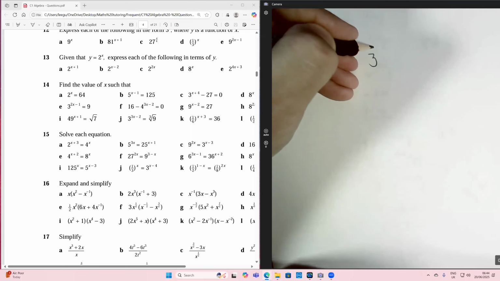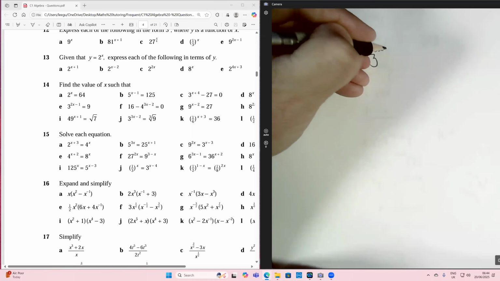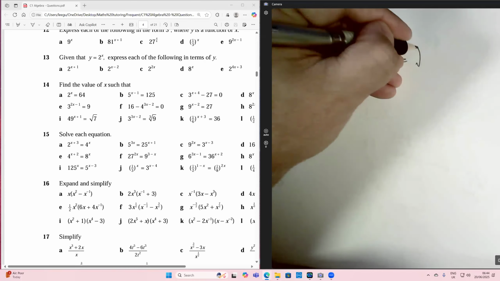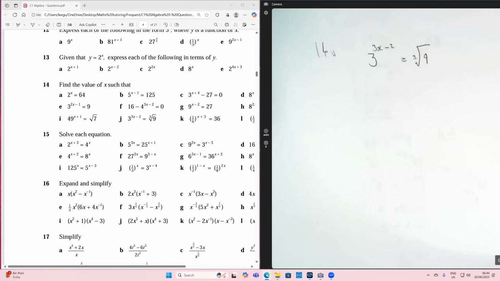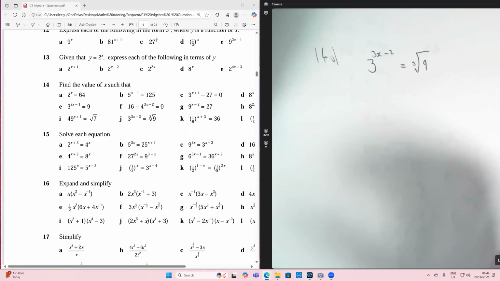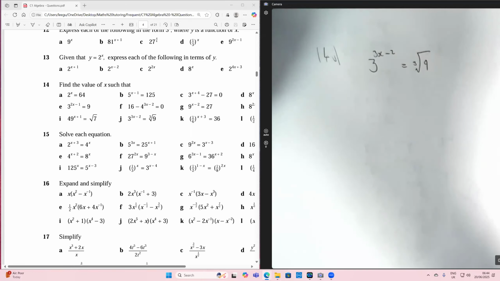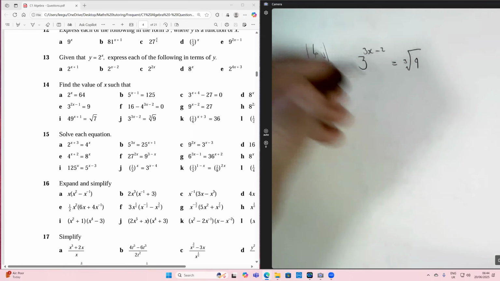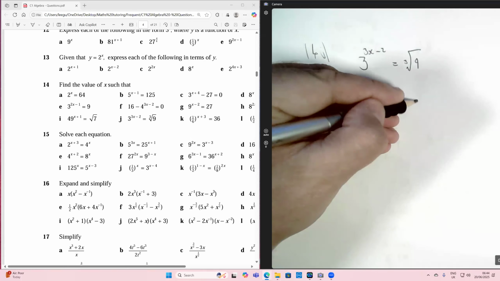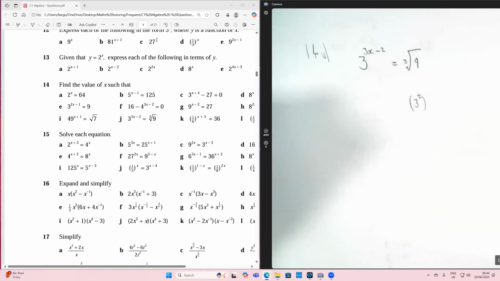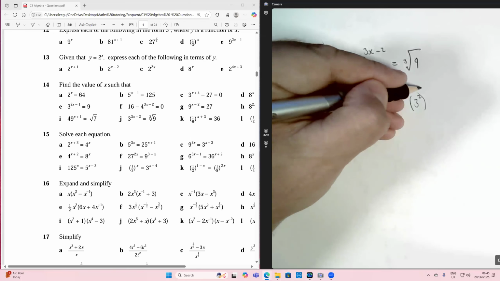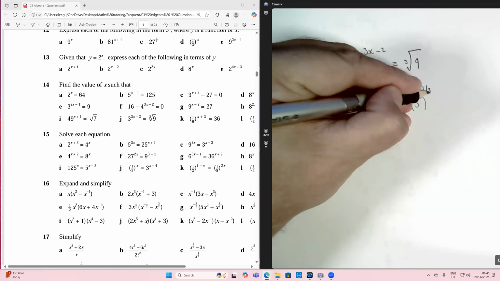So we've got 3 to the power of 3x minus 2 is equal to the cube root of 9. Wow, that's a bit of a confusing thing. So the left-hand side's nice because the left-hand side's already in our required form, so we don't need to worry about anything there. It's really just the right-hand side. So we're going to think of 9 as 3 squared. That's our first step. And our second step is how are we going to represent something to the cube root? And the cube root is going to be something to the power of a third.